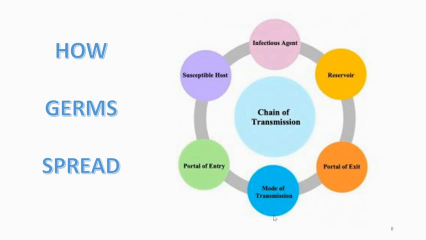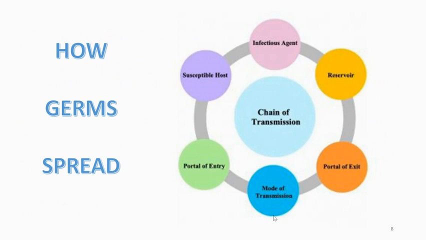Pathogens or germs are spread through the chain of transmission. Let's take the common cold, for example. It begins with a reservoir: the nose, mouth, saliva, nasal secretions, or droplets. The common cold is the infectious agent. The cold finds a portal of exit through a cough or sneeze into a hand, and then those droplets are transferred to an object. The mode of transmission: those contaminated hands touch a doorknob, a desk, or a railing.